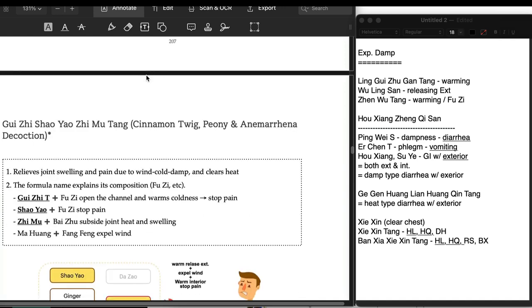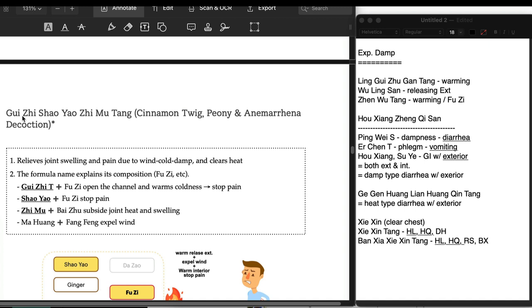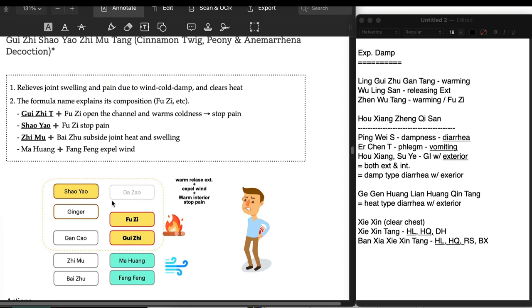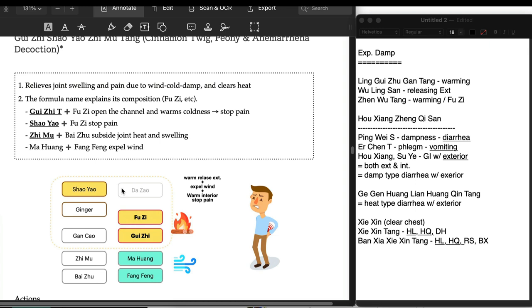Next formula, Guji Xiaoyao Jimu Tang. So what are the ingredients? Guji Xiaoyao Jimu. So Guji Xiaoyao implies Guji Tang. So this one warms. Maybe release exterior or tonify internal yang. Guji Tang's double action. So this is Guji Tang.